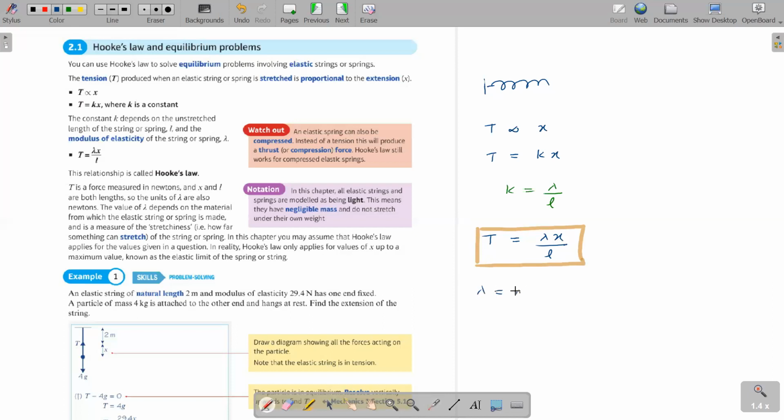Write down: lambda is the modulus of elasticity of the string or the spring. X is the extension of the string. L is the natural length of the spring or the string. Remember, extension means the amount that you are pulling or pushing beyond its natural length. This particular relationship is what we call Hooke's law.